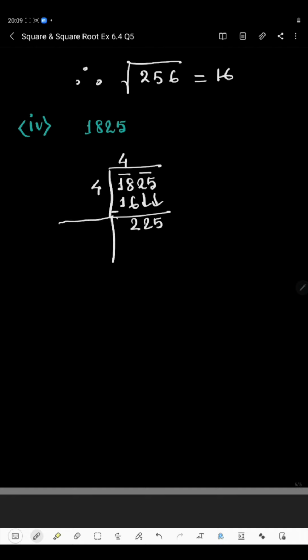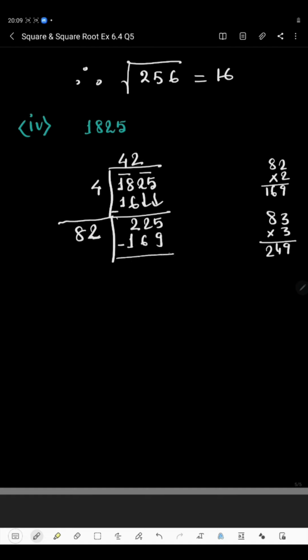Now here 4 plus 4 is 8. Now what should we take here? If you take 3 here, then 3 should be multiplied. So 3 threes are 9, 3 eights are 24. We have got 249, which is greater than 225. So we will have to take 2 here. Now 2 twos are 4 and 8 twos are 16. So here we will have to take 2, and 82 twos are 164. And if you subtract this, then we'll get 61.